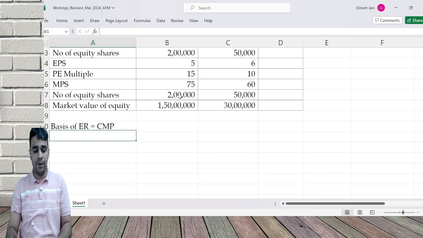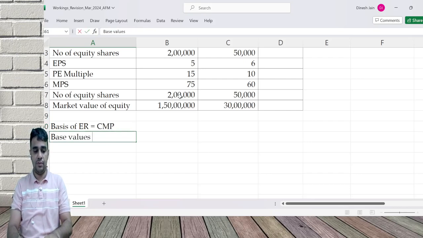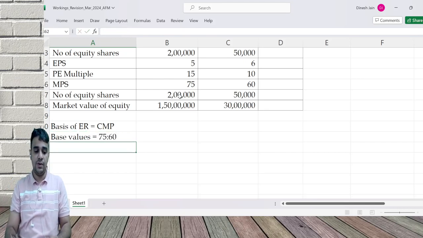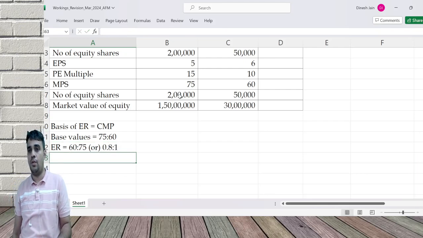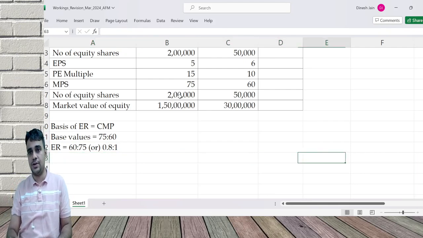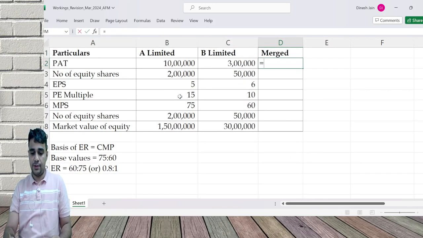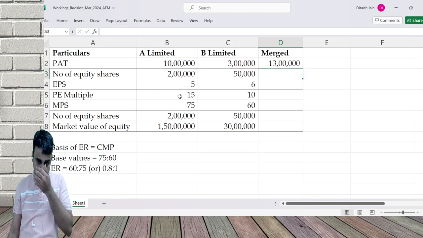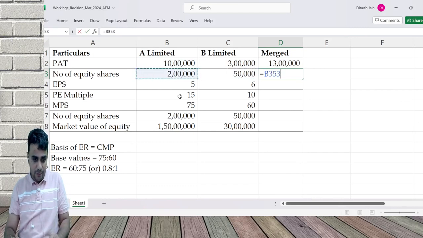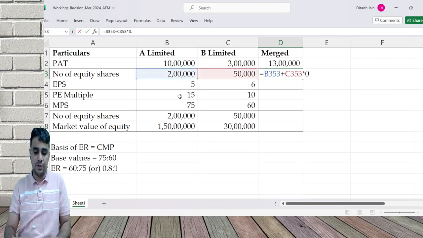Current market price, base values. What are the two current market prices? 75 is to 60. Exchange ratio: 60 is to 75, technically 0.8 is to 1. Any doubts on this? So 10 lakh plus 3 lakh is 13 lakh, divided by 2 lakh plus 50,000 into 0.8, which is 2 lakh 40.